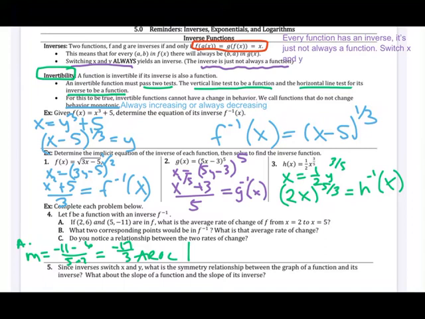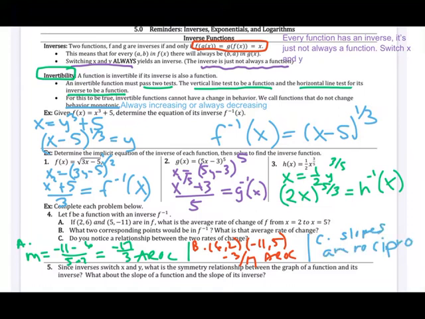For part B, what 2 corresponding points would be in the inverse? So for part B, the first thing we're going to do is flip the points. Now I have 6, 2, and now I have -11, 5. And then if I found the average rate of change using the exact same method, I would get the reciprocal of that. -3 over 17 would be the average rate of change here. And then part C is saying, what relationship do we notice? The slopes are reciprocals, which should make sense since all we're doing is switching our x and our y.